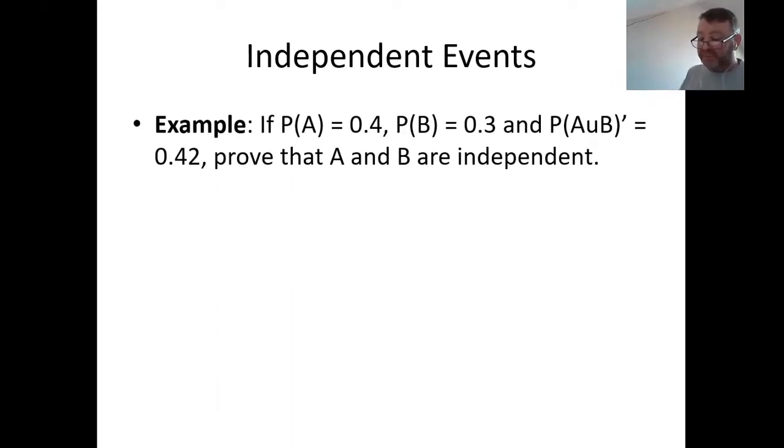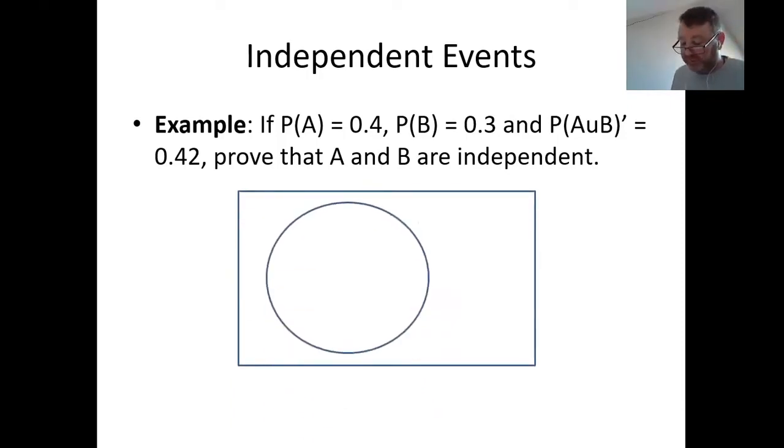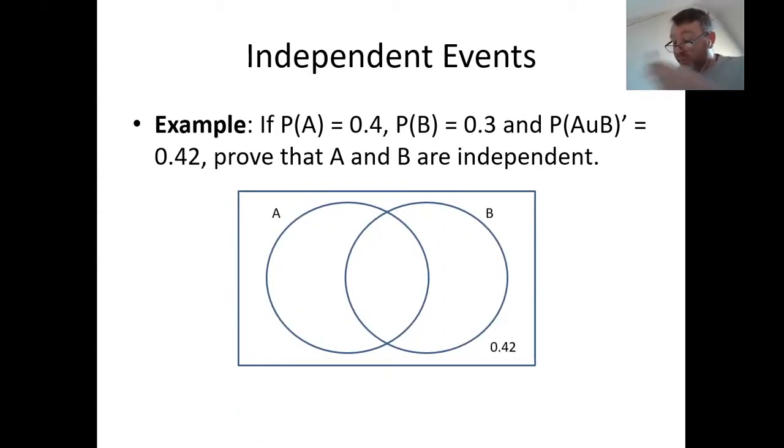If P of A, the probability of A, is 0.4, the probability of B is 0.3, and the probability of A union B complement is 0.42, prove that A and B are independent. Okay, well let's take a look first of all. What does the Venn diagram look like? There's A, there's B. Now where do we begin? Well, let's begin outside with the A union B complement because that's the only thing we do know.